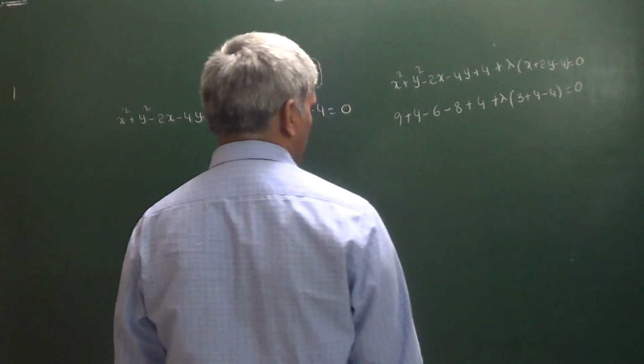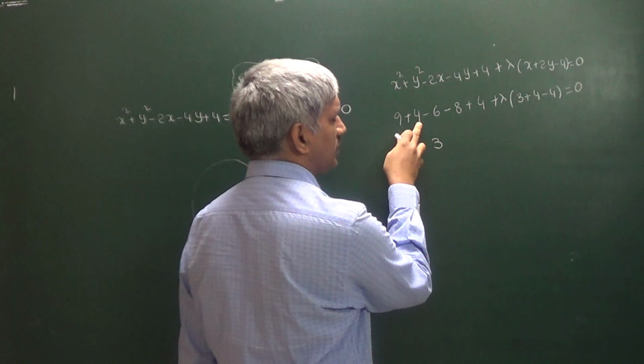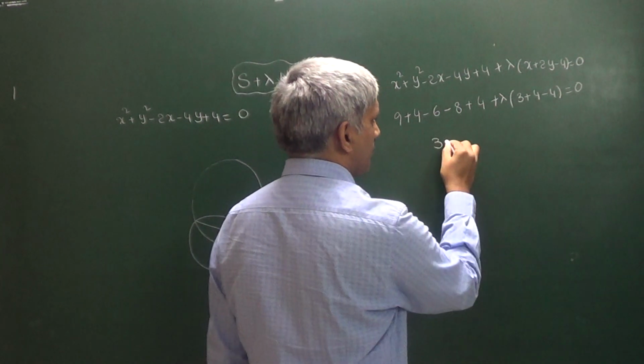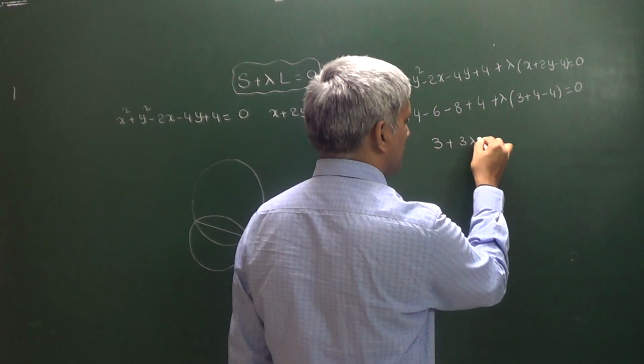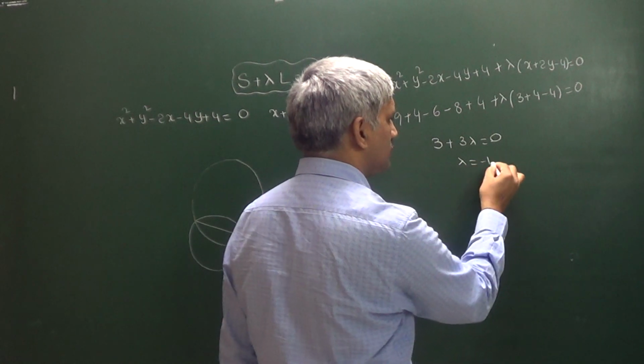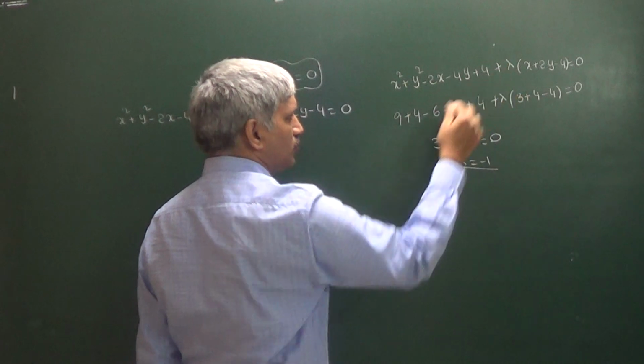Now simplifying, 9 plus 4 is 13, minus 14 gives minus 1, plus 4 you will get 3. So 3 plus 3 lambda is equal to 0. Therefore we got the value of lambda equal to minus 1. Substitute the value lambda minus 1 there.